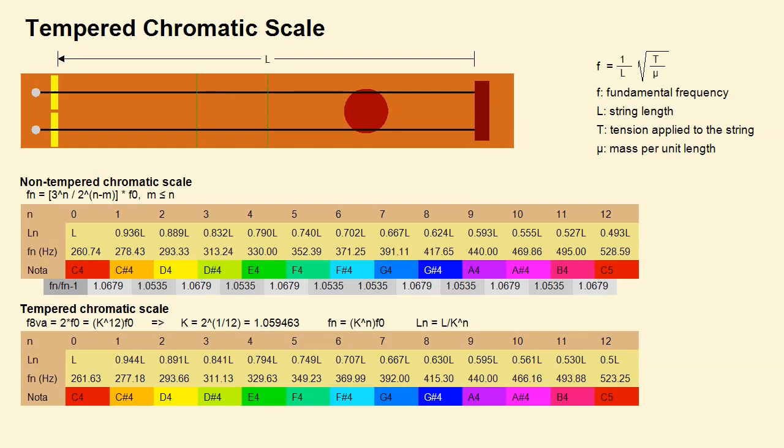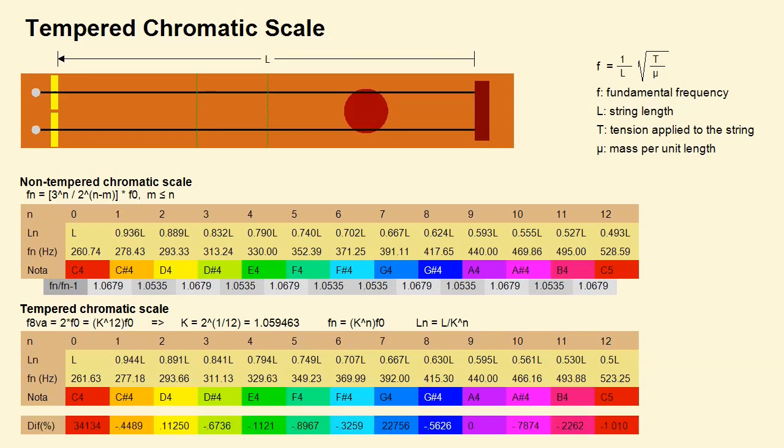The comparison of both tables shows that the frequencies of the notes and the necessary adjustment in the lengths of the strings to obtain these frequencies have different but very similar values. The percentage difference between the frequency of each of the notes on both scales is shown in the one-row table located below the table for the tempered scale.